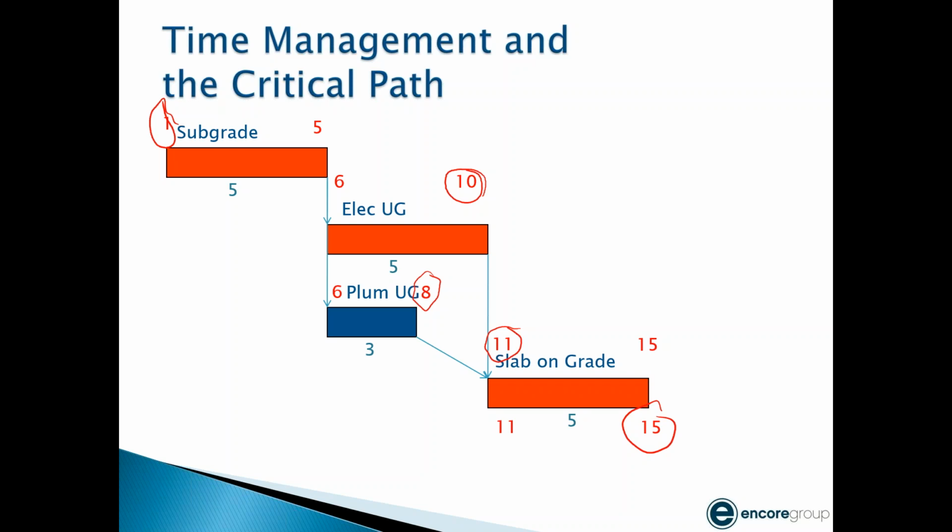So you can see here that if my slab on grade is going to finish on day 15, the latest it can start is day 11. And my electrician has to finish on day 10, and so does my plumber. My plumber has a late finish date of day 10. My electrician has to start on day 6. My plumber could start on day 8, and if it only takes 3 days, could finish on day 10.